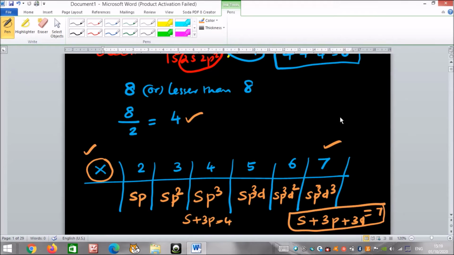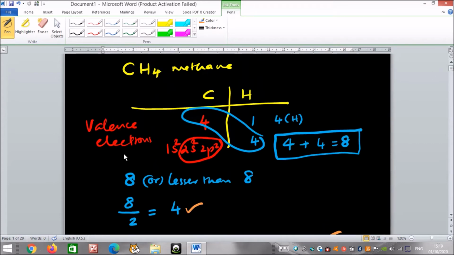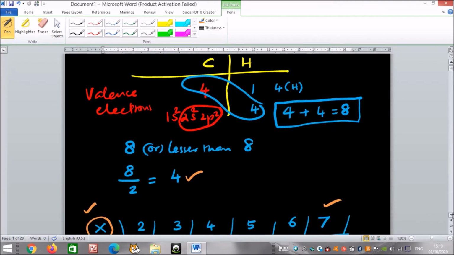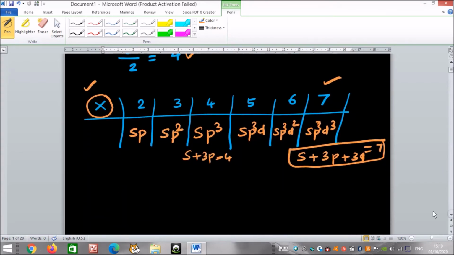So in the first example, I think it's easy to follow, methane, in which carbon has 4 valence electrons. There are 4 hydrogens, they are having 4 electrons. When you add the number of electrons both in carbon and hydrogen, you get 8. When it is divided by 2, you will be getting 4 as your answer. This 4 is nothing but the x value, the hybridization number. When the value is equal to 4, the type of hybridization would be sp3.